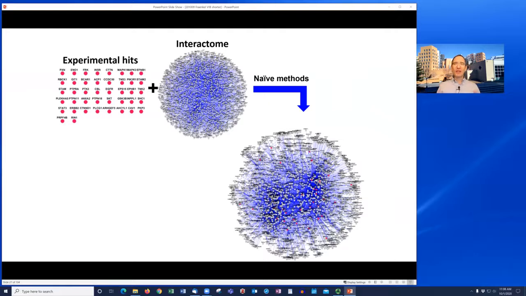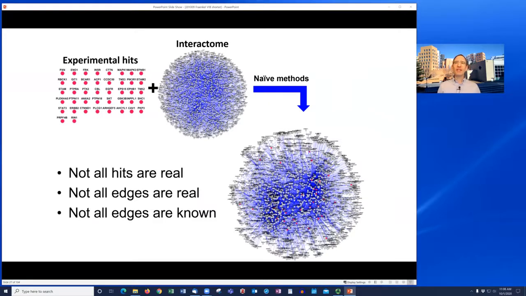So why do we get these really complicated networks that sometimes we call hairballs? Well, obviously, part of it is because the omic data that we're starting with has some false positives in it. But that's actually a small part of the problem. The real part of the problem actually comes from both false positives and false negatives in the interactome. So a false positive in the interactome means that there's an edge there that doesn't really exist, and that obviously is going to connect things that shouldn't be connected.